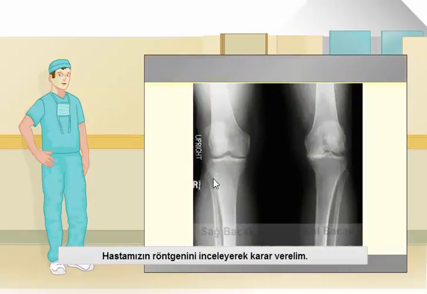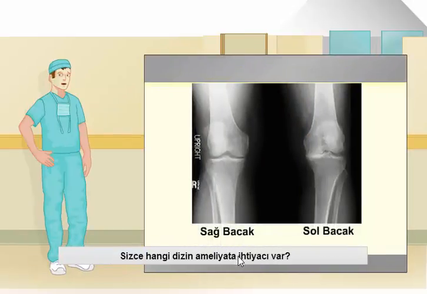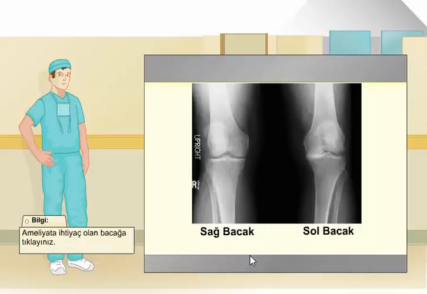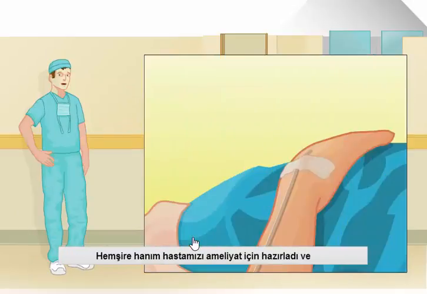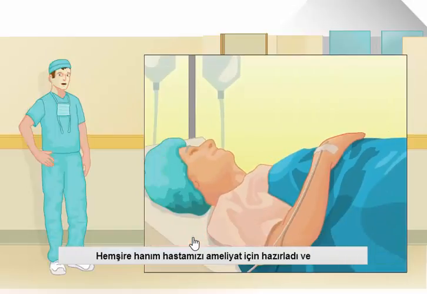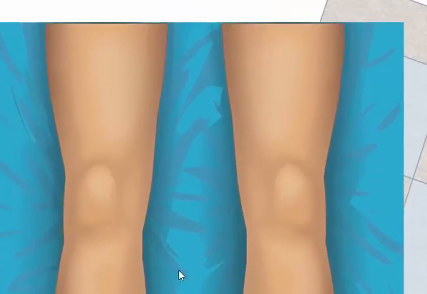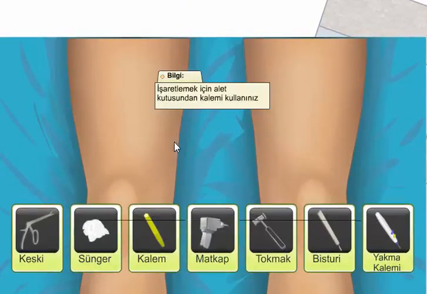Take a moment to look at our patient's x-rays. Which knee do you think needs surgery? You're right. His left knee appears worn down and lacking cartilage, which is likely the cause of his pain. The nurse has begun prepping our patient for surgery by placing an IV needle in his right hand. Now it's your turn. Use the marker and write your initials on the proper knee to be operated on. This may seem silly, but it's an actual step taken to prevent wrong site surgeries.